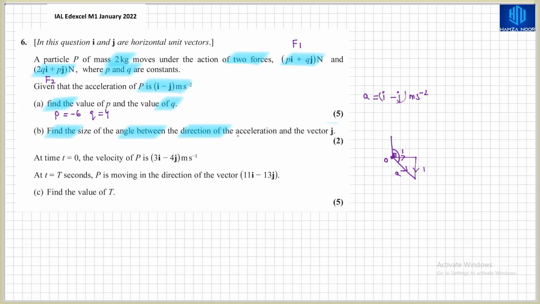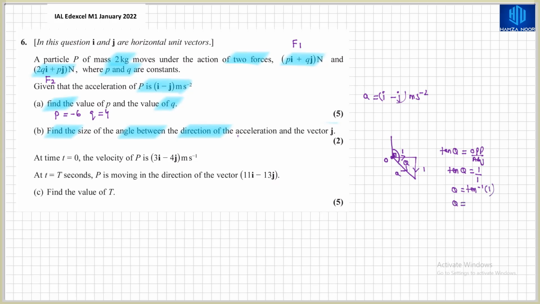If we just find this angle theta, you will consider this triangle. You say that tan theta is equal to opposite over adjacent, which means tan theta is equal to 1 over 1. Therefore theta is equal to tan inverse 1.